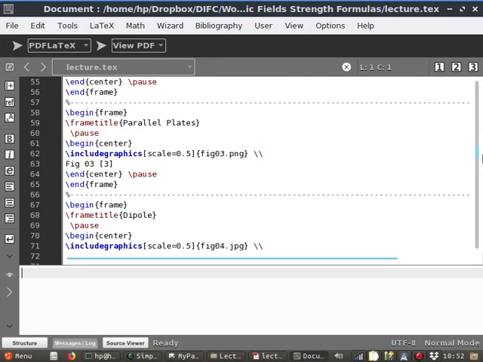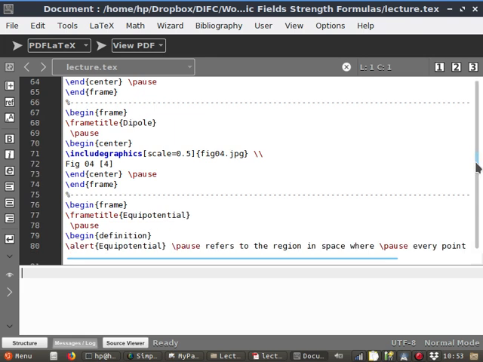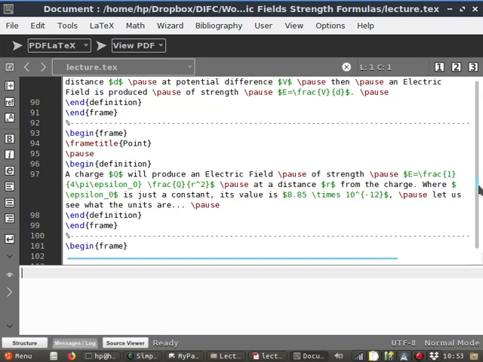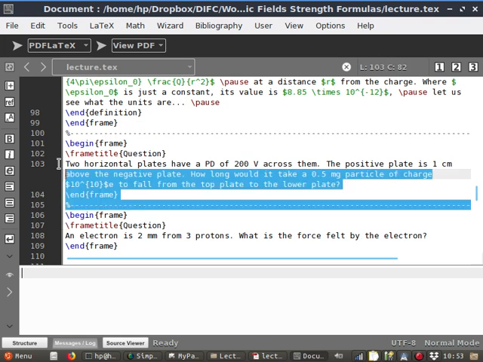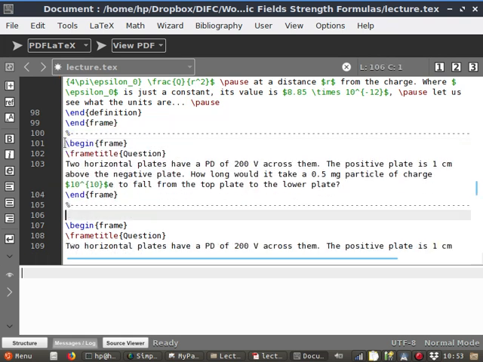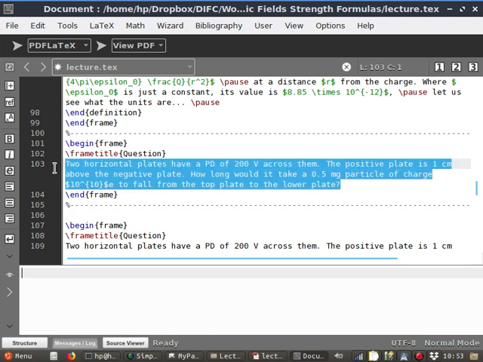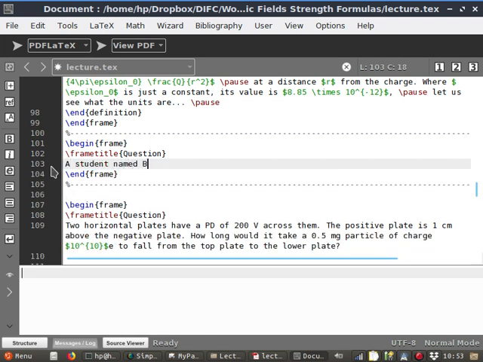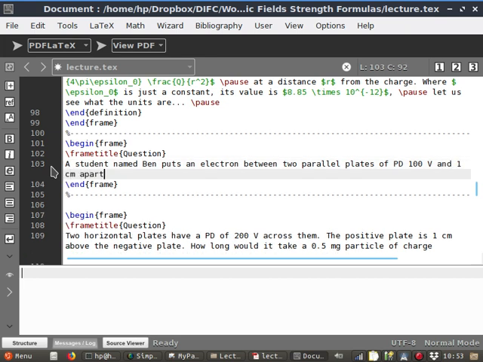Right, just before you do that, I want to add in Ben's question. Here you go, Ben, just for you. A student named Ben puts an electron between 2 parallel plates of potential difference 100 volts and 1 centimeter apart.